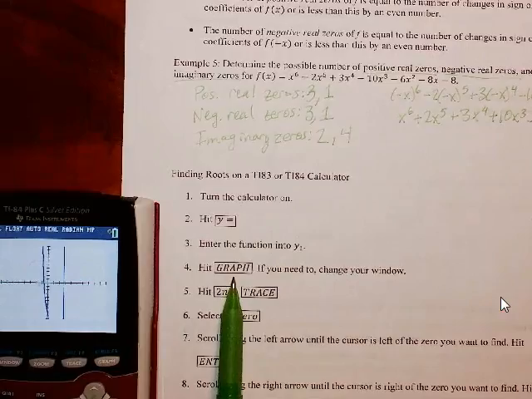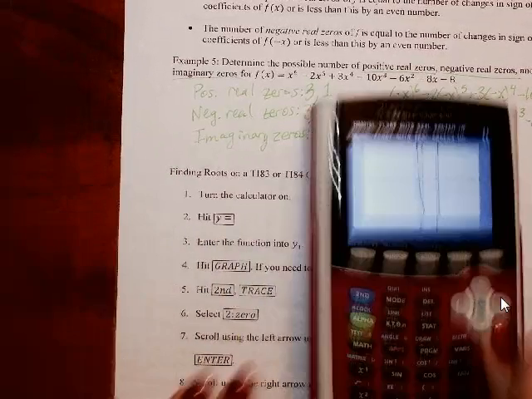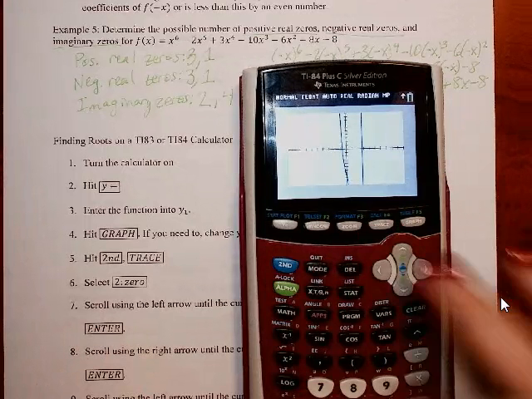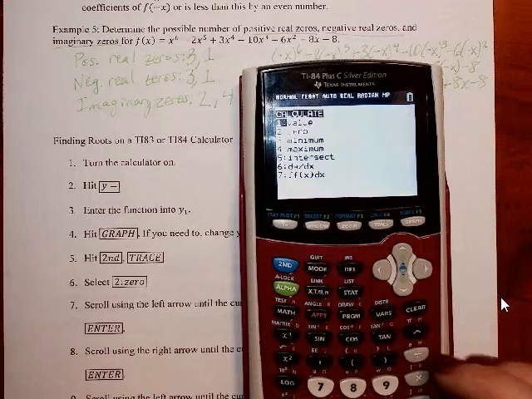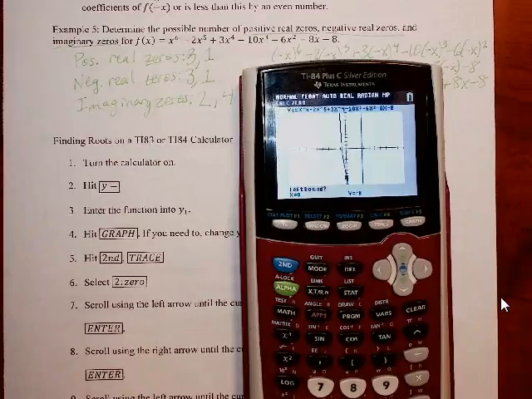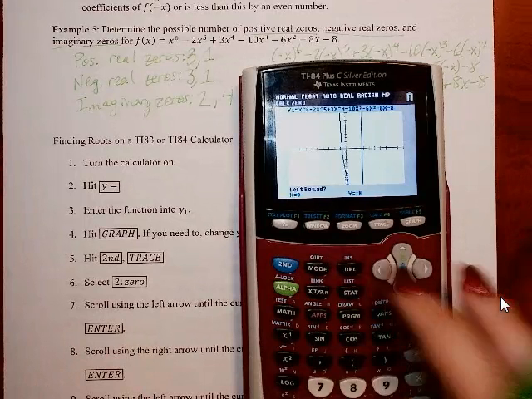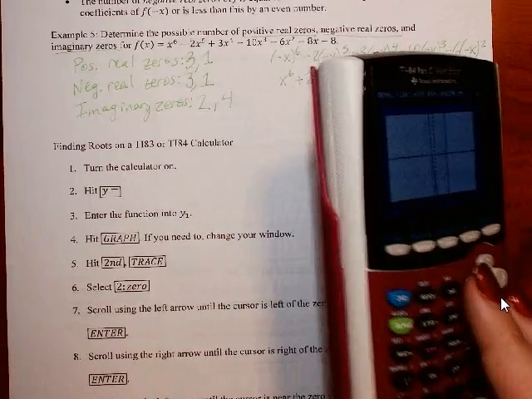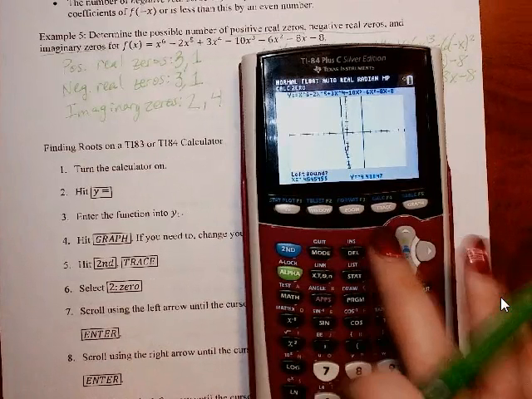now I see my graph, so I don't need to change my window. So I'm going to hit second trace, so second, which is this blue button over here, and then trace, which is this button up here. I'm going to select the second one, which is 0. And I'm going to scroll using my left arrow until the cursor is left of the 0 I want to find. So I'm going to move left until I'm past this 0.